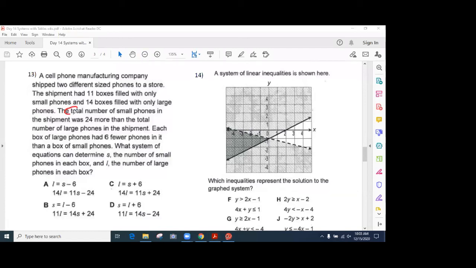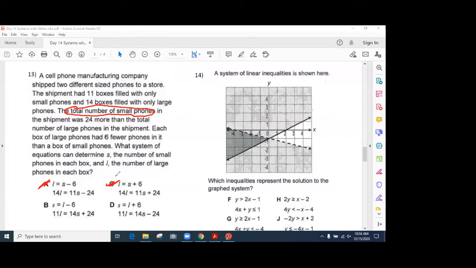I see a total right here, but it says the total number of small phones. That's probably S equals. Do we see any other thing that gives us a total? If there's one thing I could get rid of just by seeing the words total number of small phones, I would say it's probably going to be S equals. So if I was going to eliminate two, which two would I eliminate? They don't have S equals. These two have S equals right here. Y'all see that? So I would eliminate A and C.